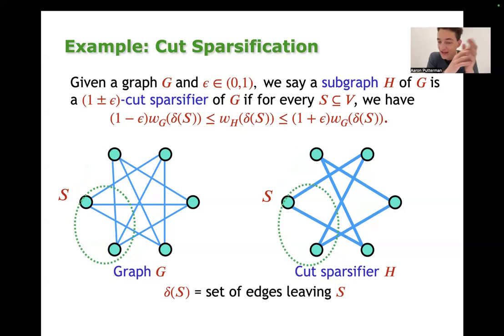Again, cut sparsification is a requirement for every single cut in the graph. So here we can look at a different cut. Now S is just the bottom left two vertices in the graph. Again, we'll see that even though there are more edges leaving in G, the weights of the edges in H are increased in such a way that the actual weight of the cut defined by this set S is approximately the same between the two graphs.